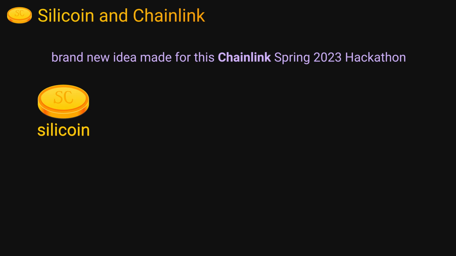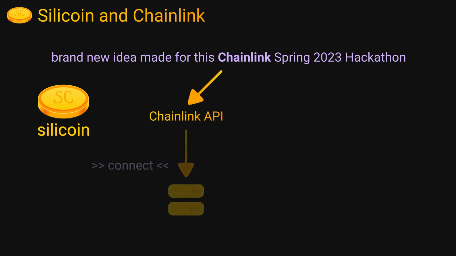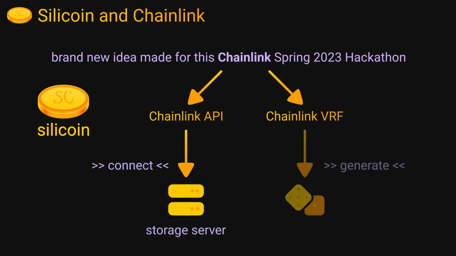One of the requirements was to use Chainlink architecture. We use Chainlink API to connect our storage server. We also use Chainlink VRF to generate random numbers for two different purposes.